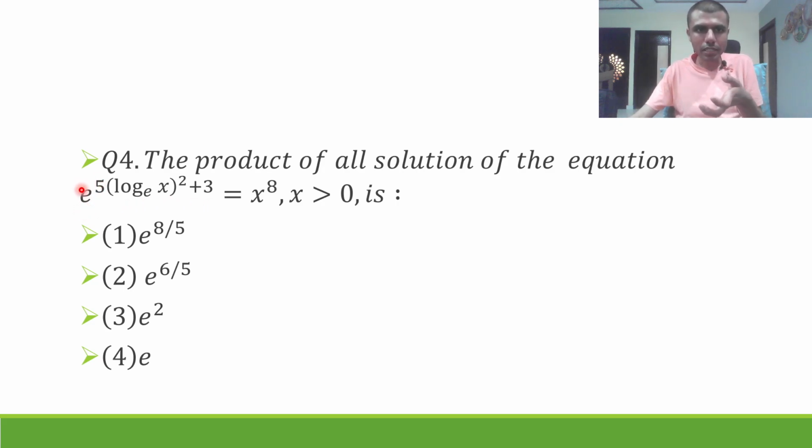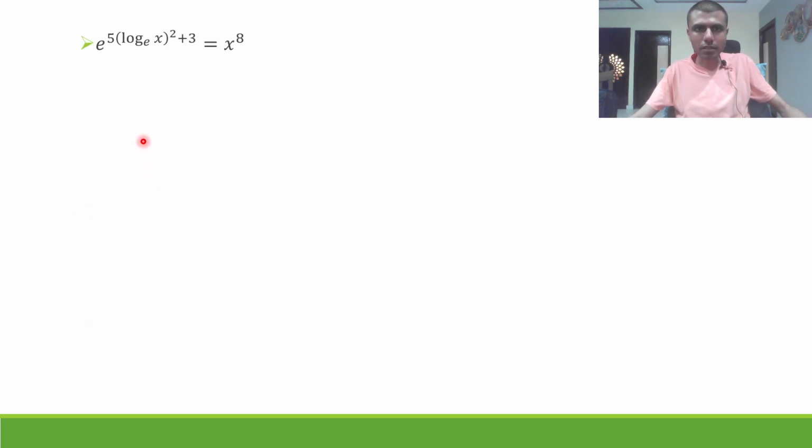e power pi into, you see this entire thing is there. This is what we are given: e power pi into log x to the base e square plus 3, everything is in the power, is equal to x power 8. As soon as you see this question, you might think what to do, can we do something about it? But yes, just apply log to the base e on both sides.